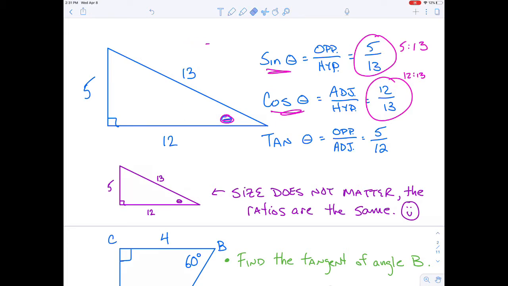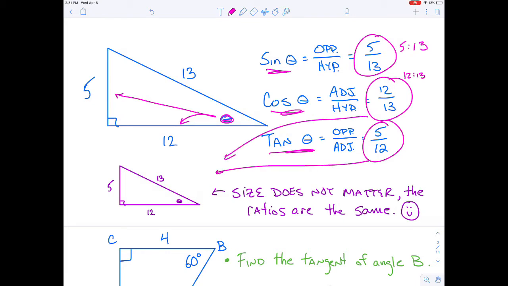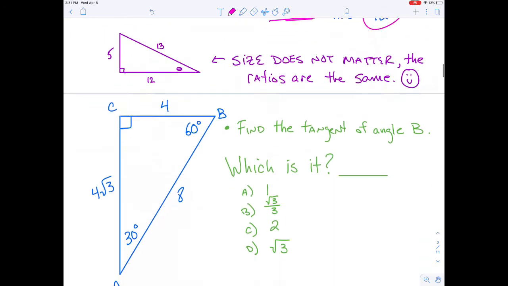And for tangent, you could probably guess what tangent is going to be. You can see it written down here. Tangent of theta is going to be opposite over adjacent, so 5/12. The purple shows that the size won't make any difference. These 5/12 and 12/13 and 5/13, they're all the same for the purple as well, because the size of the triangle doesn't make any difference.